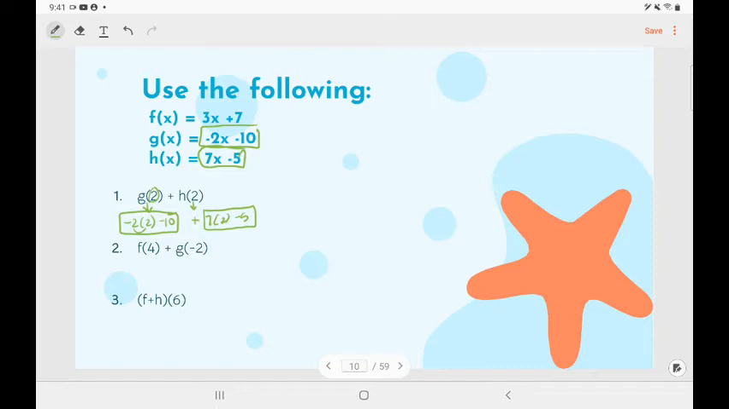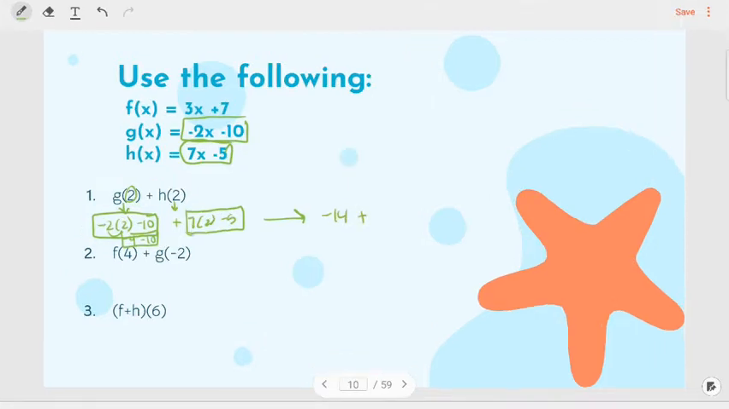Negative 2 times 2 is negative 4, and negative 4 minus 10 is negative 14. So this translates to negative 14 plus, now I'll simplify the second part. 7 times 2 is 14, minus 5 is 9. And what do I get when I add those two values together? Negative 14 plus 9 is negative 5.